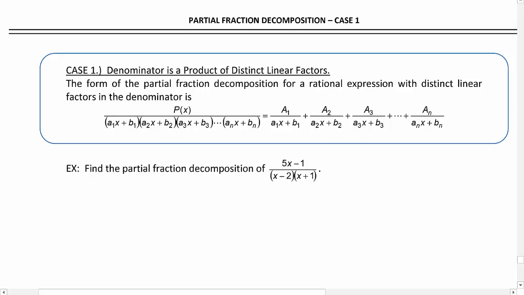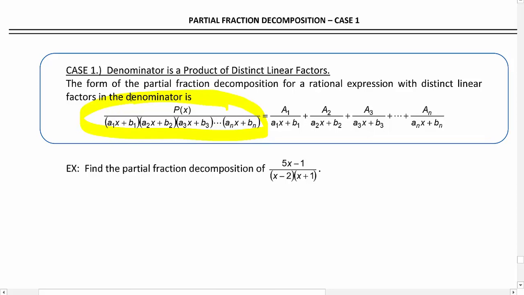In this video, we'll discuss our first case of partial fraction decomposition, which is when the denominator is a product of distinct linear factors. So no repeating linear factors, they're all different. The form of the partial fraction decomposition for a rational expression with distinct linear factors in the denominator is, and I think this is crazy complicated compared to what it is, this is whatever you're given. They're just stating in the bottom that it's a bunch of linear factors.